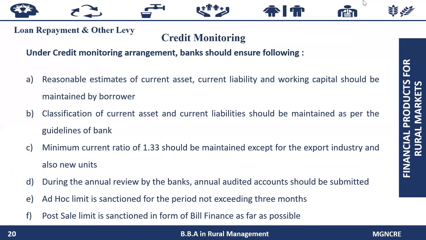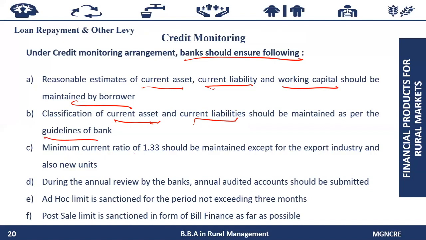Under the credit monitoring arrangement, the bank should ensure the following: reasonable estimates of current assets, current liabilities, and working capital should be maintained by the borrower. Classification of current assets and current liabilities should be maintained as per the guidelines of the bank. Then a minimum current ratio of 1.33 should be maintained, except for the export industry and other new units.